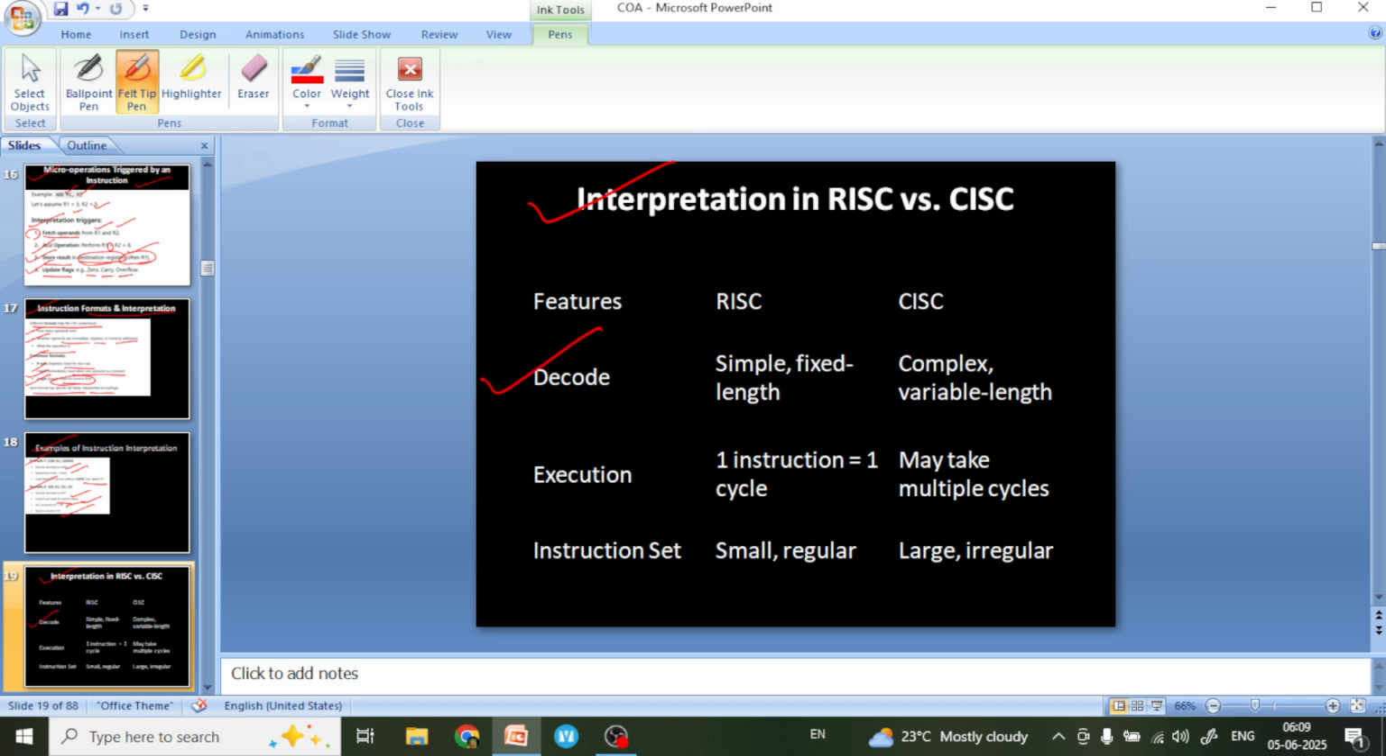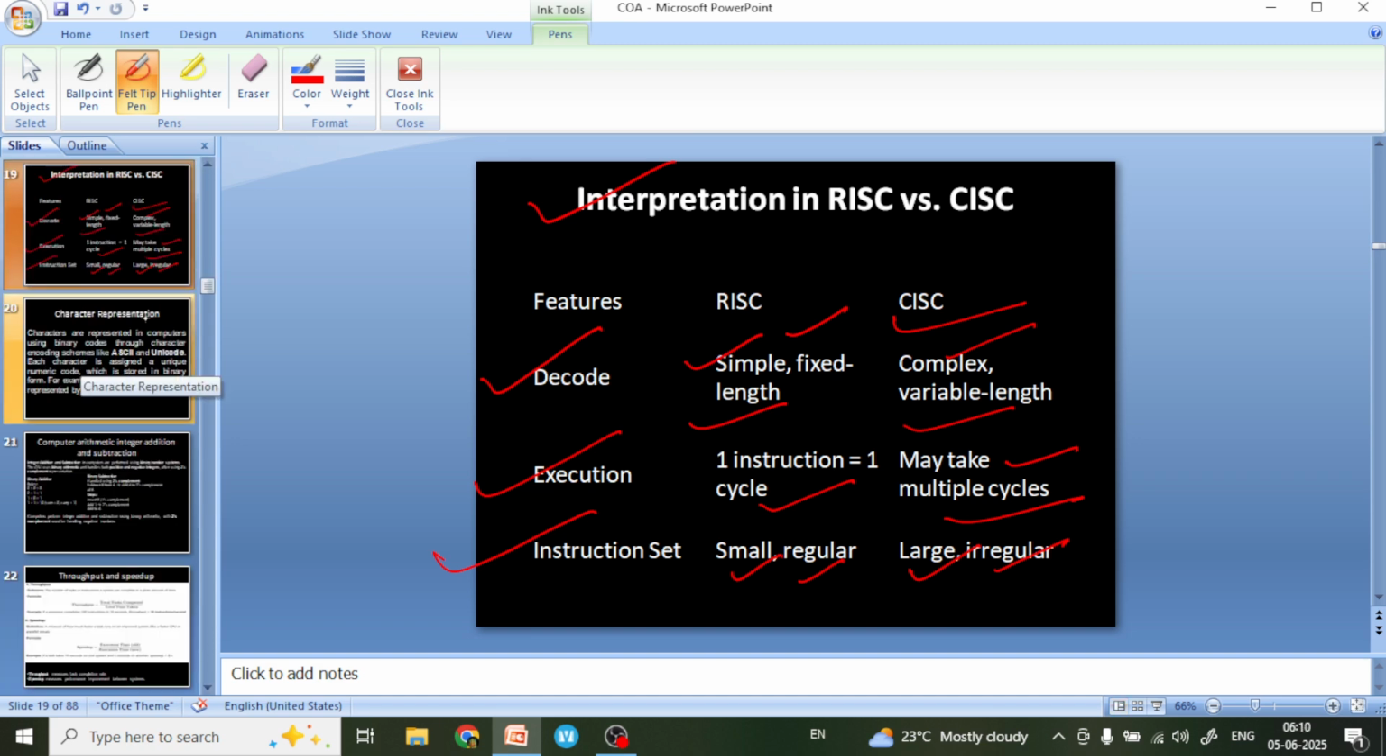Decode: in RISC, simple, fixed-length instructions make decoding easy. In CISC, it is complex, with variable length. Execution: in RISC, one instruction is equal to one cycle, and in CISC it may take multiple cycles. Instruction set: in RISC, small and regular interpretation, but in CISC it is large and irregular. These points should be kept in mind when we write about interpretation.